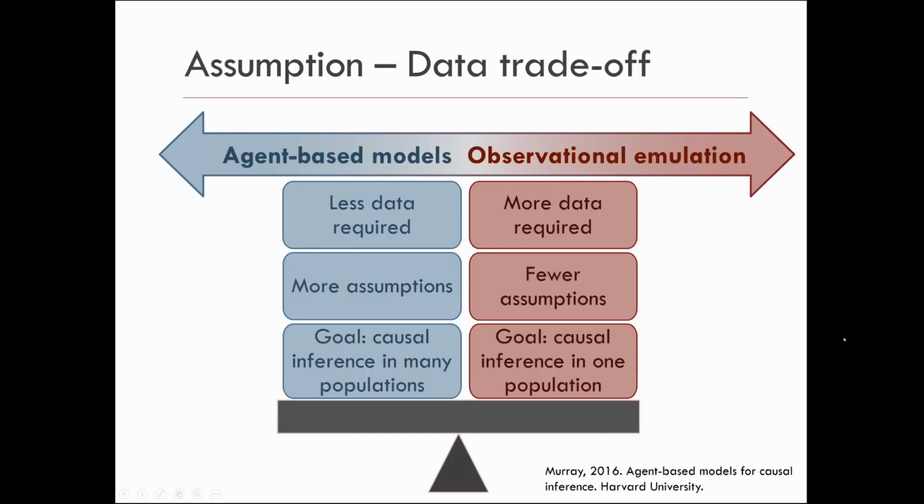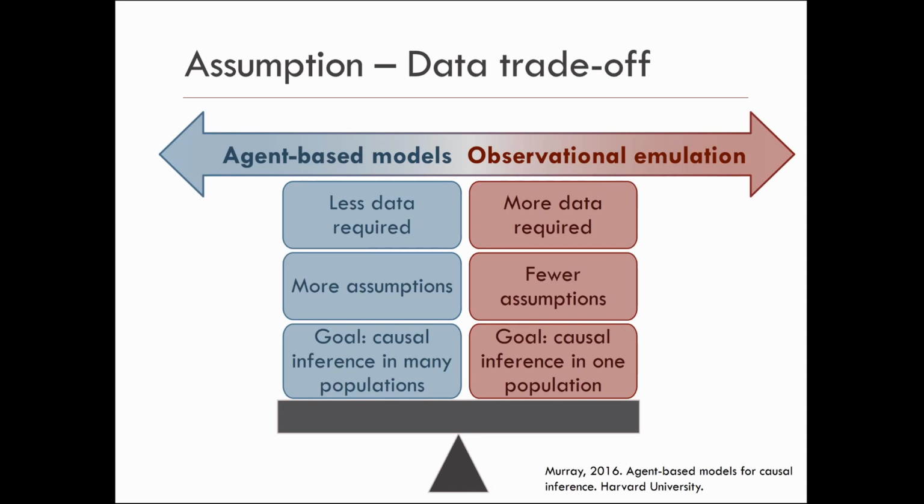So as I said, when we're thinking about simulation models versus observational emulation of target trials or actual target trials, one of the benefits of simulation models is that we have less data requirements. But every time we take away the need for data, we have to replace that with some assumptions. And so we have this trade-off between data and assumptions in the two methods.